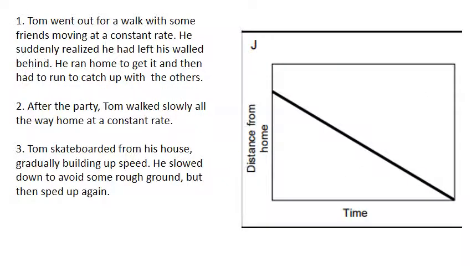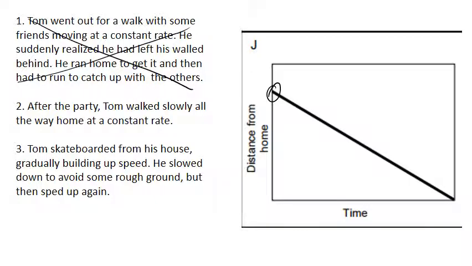Okay, next one. Tom went out for a walk with some friends, moving at a constant rate. He suddenly realized he had left his wallet behind. He ran home to get it and then had to catch up with the others. This one's a pretty interesting one. Did he start at home? Look at our y-intercept. Well, no, he started away from home. So obviously 1 can't be it.